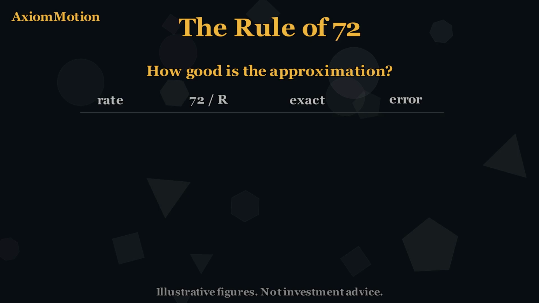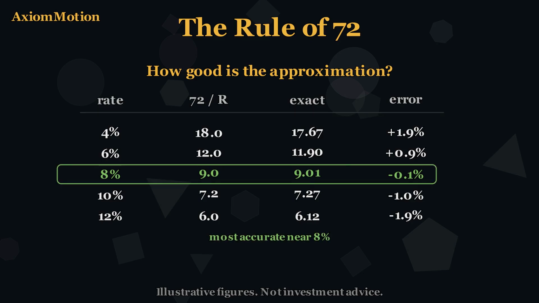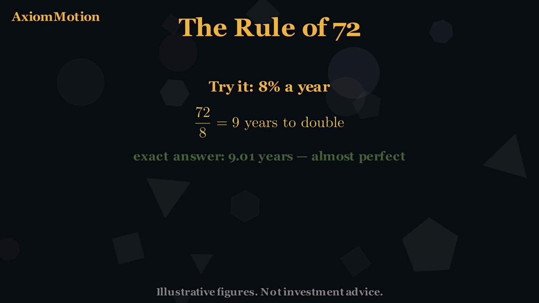And how good is the estimate? Surprisingly good. At 6%, the rule is off by under 1%. At 10%, about 1%. At 12, still under 2, and right around 8%, it is nearly perfect, off by less than 0.1%, so take 8%. 72 divided by 8 is 9. Your money doubles in about 9 years. The exact answer is 9.01 years, from a calculation you can do in a single breath.